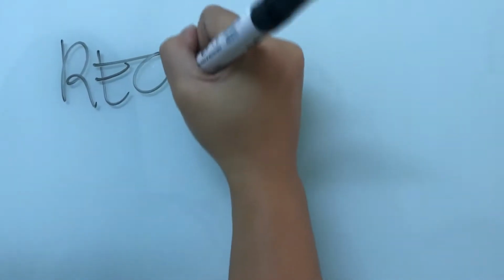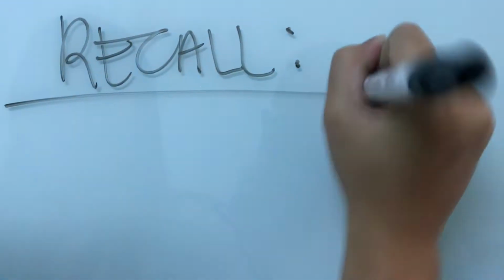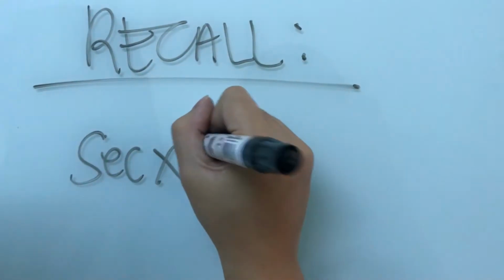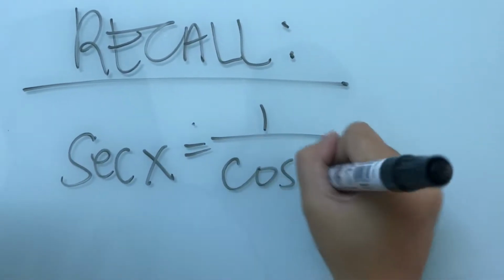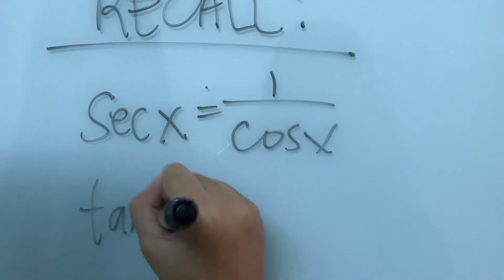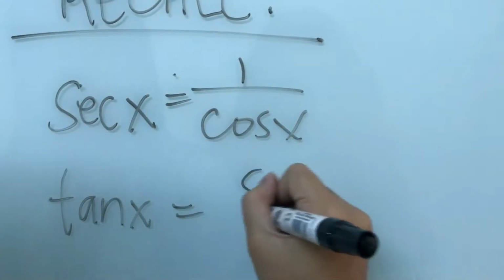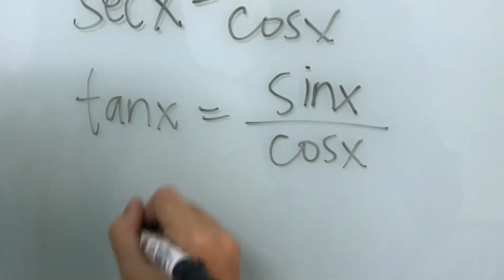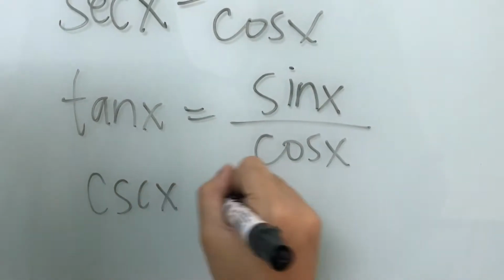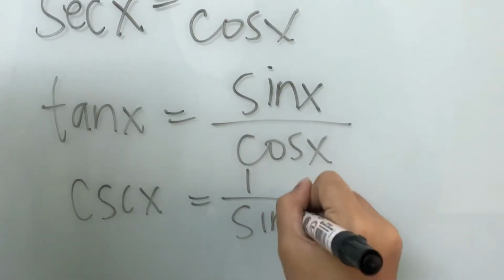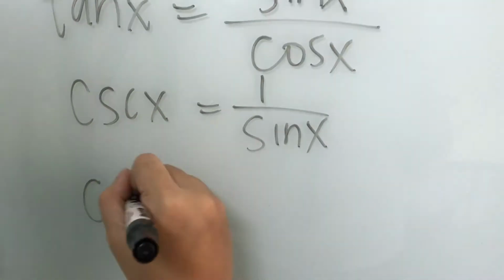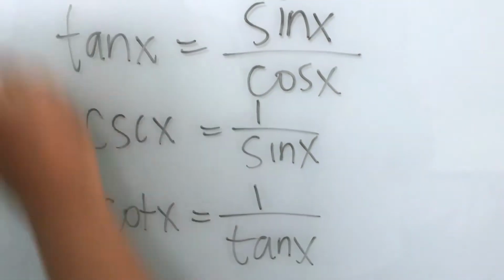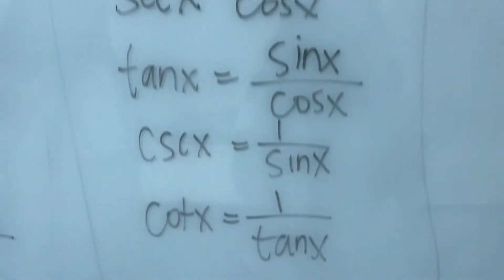Let us recall the following terms. Secant x is equal to 1 over cosine x. Tangent x is equal to sine x over cosine x. Cosecant x is equal to 1 over sine x. And lastly, cotangent x is equal to 1 over tangent x. It is important that we memorize or remember these following terms.